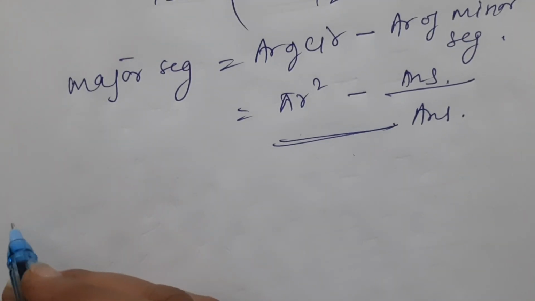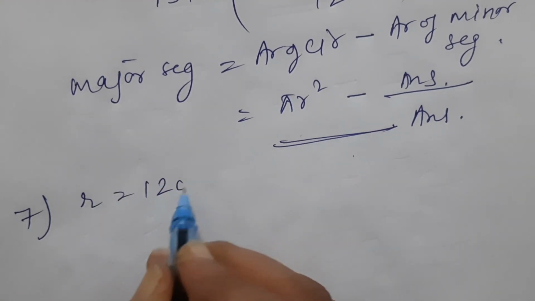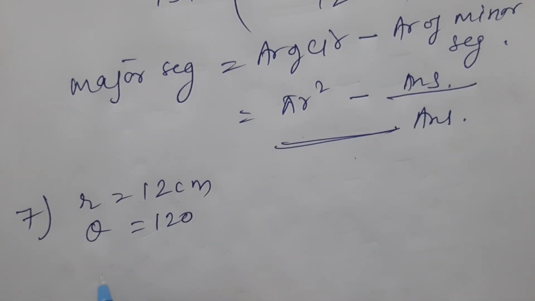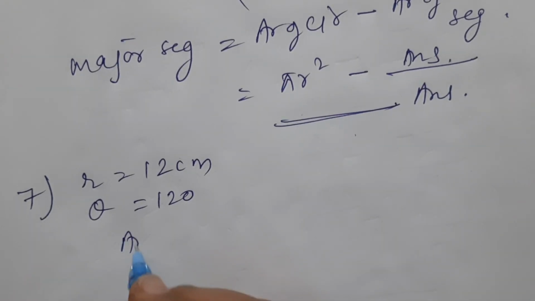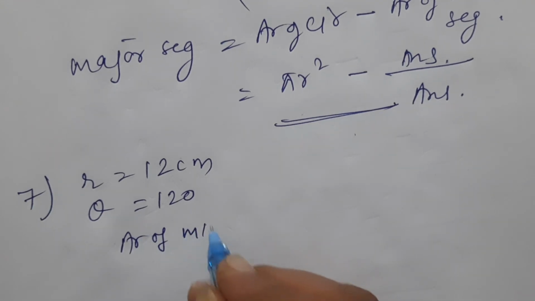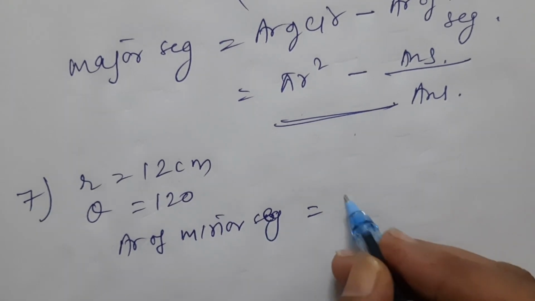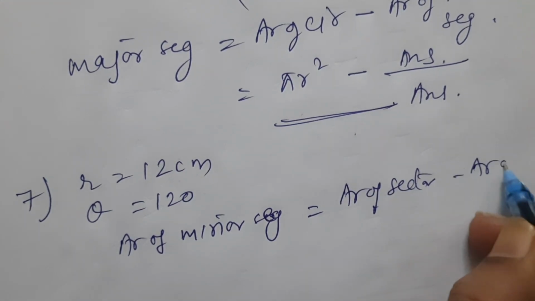Now the next, 7th question, is given. Chord of the circle of radius 12 cm subtends 120 degrees at the center. Find the corresponding segments. So again we need to find the major segment and minor segment. I already told the formula. Area of minor segment: very good, you are getting the formula now. Area of sector minus area of triangle.